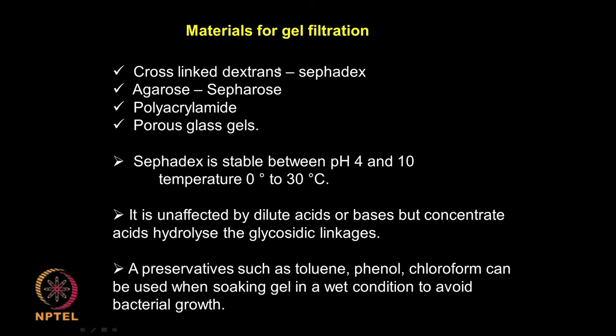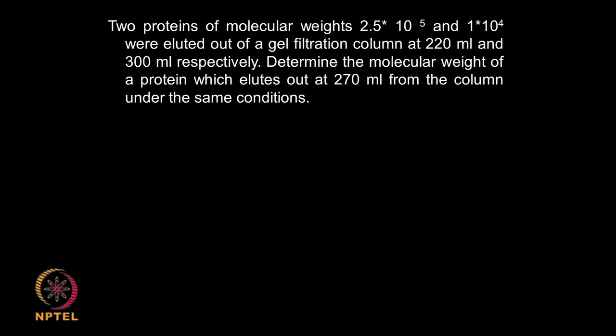Materials used in gel filtration include cross linked dextrans if you are looking at a hydrophilic polymer, agarose, sepharose, polyacrylamide, porous glass gels and so on. Sephadex is stable between pH 4 and 10 and up to almost 30 degrees. It is unaffected by dilute acids or bases, but concentrated acids hydrolyze the glycosidic linkages. Sometimes you add a preservative such as toluene, phenol or chloroform so that you can keep the gel soaked in wet condition and avoid bacterial growth.